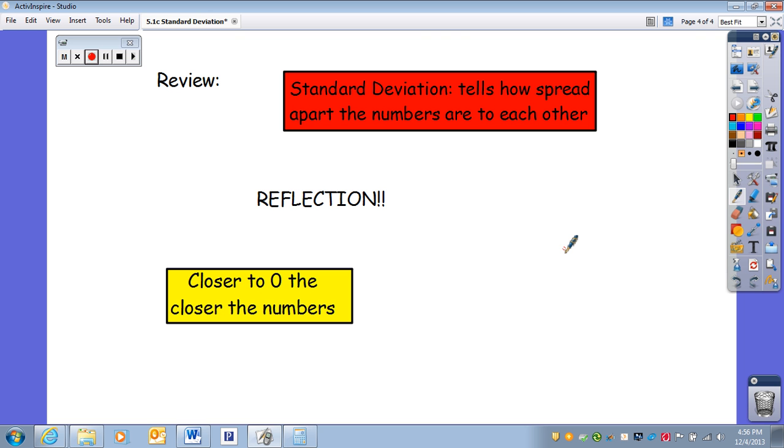In review, remember that standard deviation tells how spread apart the numbers are to each other. Would you please remember to complete the reflection, and remember the closer to 0, the closer the numbers are to one another.